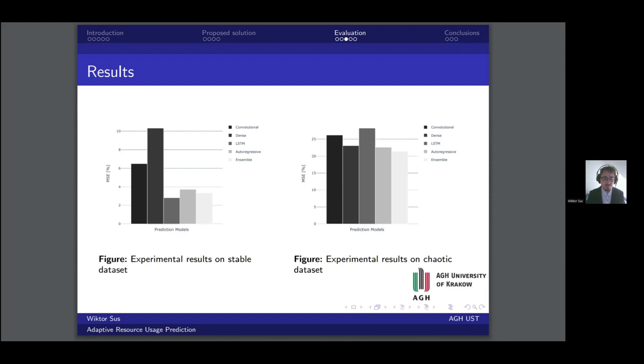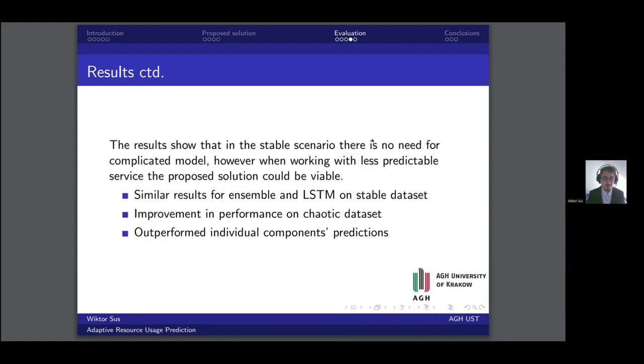In the chaotic case, the ensemble model performed best, outperforming all other models, its components, as we assumed in the hypothesis. The proposed solution may not be best suited for stable cases. However, in less predictable ones, it could prove quite viable. Even though the performance improvement achieved by it in this example is not extreme, it is still noticeable even for such roughly calibrated models that we were using. This confirms that there is need for further research of this method.